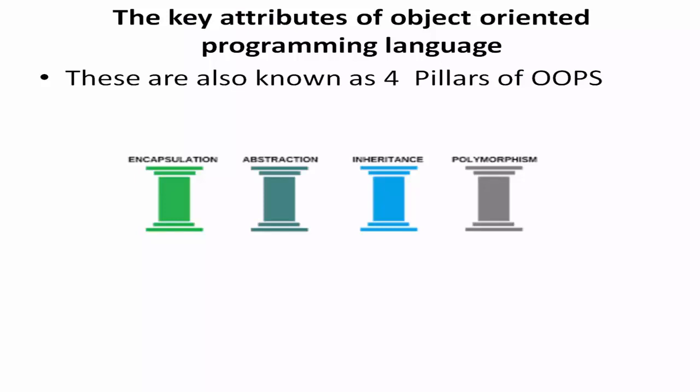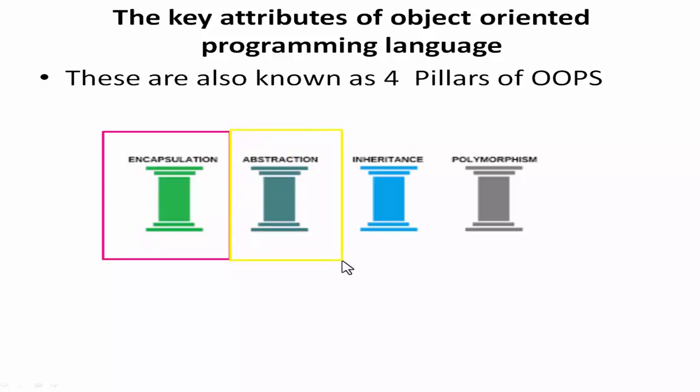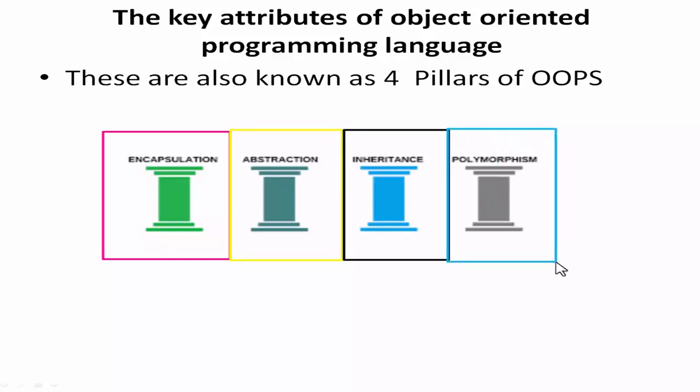The key attributes of object-oriented programming languages. So basically these are known as the four pillars of OOPs. Let us see what the four pillars of OOPs are. The first concept is encapsulation. The next concept is abstraction, the next is inheritance, and the next is polymorphism. So these are called the four pillars of OOPs. Let us see them one by one.